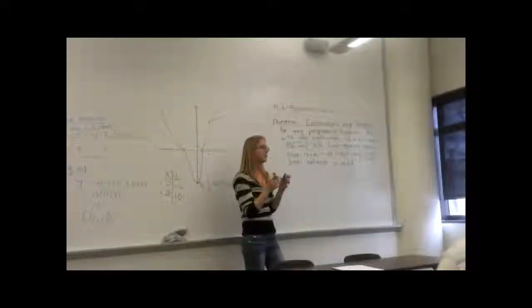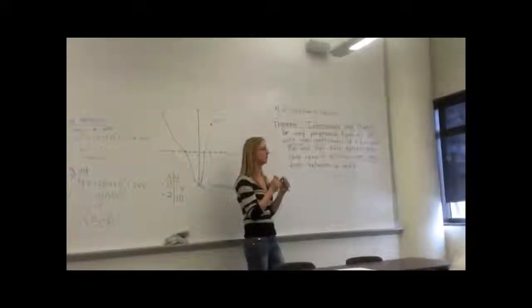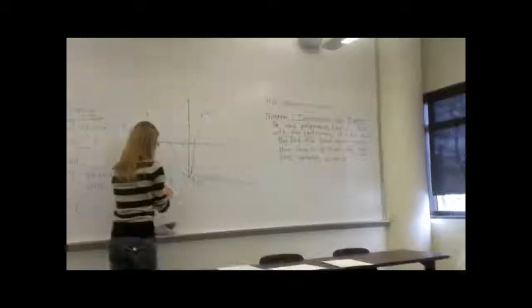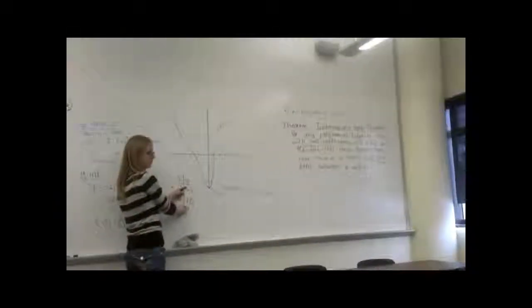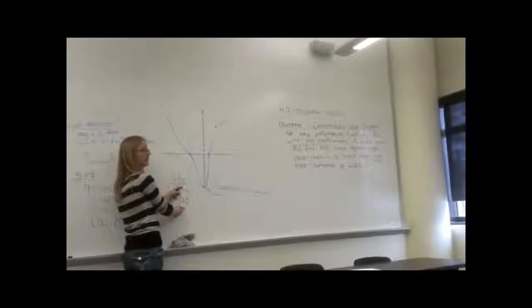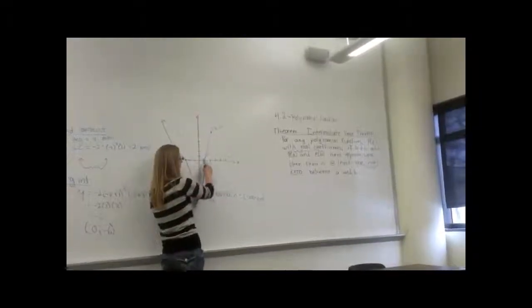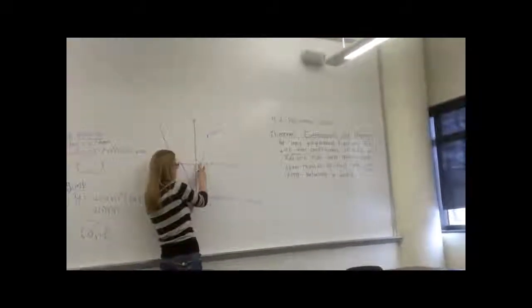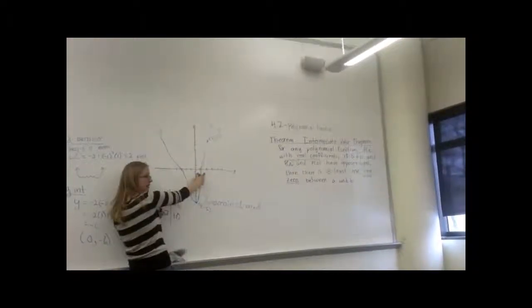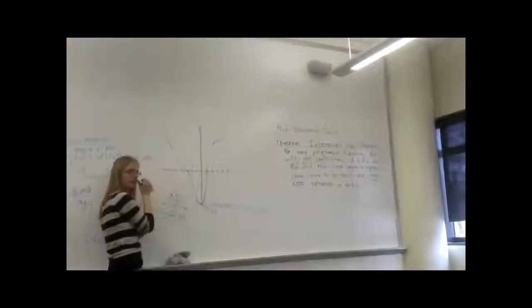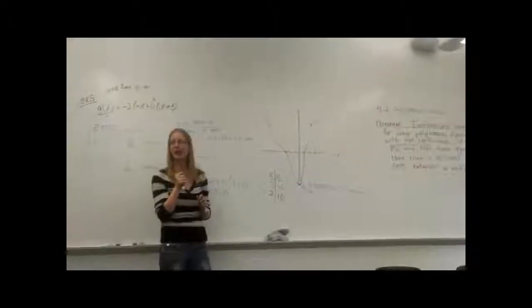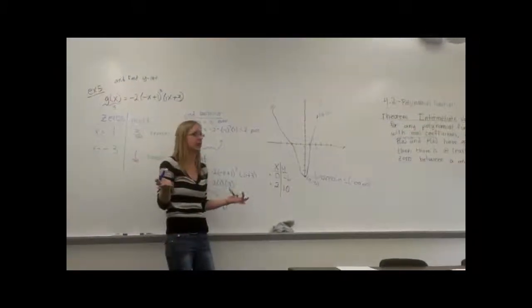So, I'm sorry, one more time. Since one was positive, one was negative, they're opposite. That means there is an x-intercept somewhere in between those two x values that I have. A real 0 is the same thing as an x-intercept. Real 0, x-intercept, the same thing.